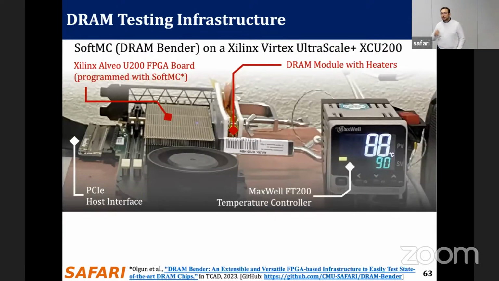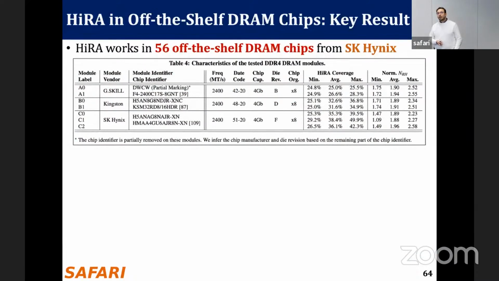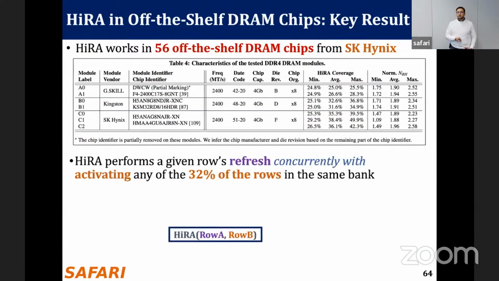Okay. So we test this hypothesis if it is true. For that, we use this DRAM Bender infrastructure that I mentioned in the previous talk as well. This infrastructure is an FPGA-based infrastructure where we have fine-grained control over DRAM commands, timing parameters, and temperature. And we test these DRAM chips. I'm not going to get into details. You can see more information about these chips in the full paper.